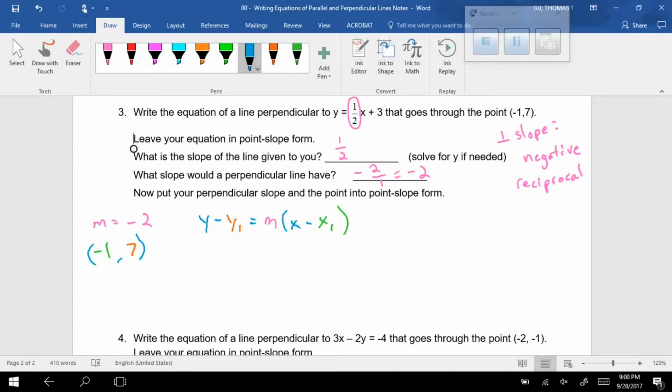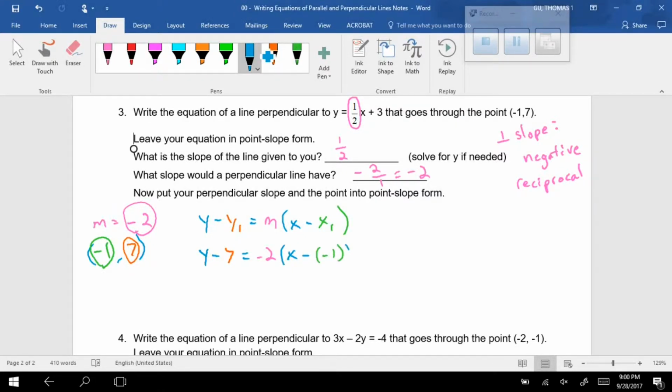So we just have y minus, what's y1? It's 7 right here. So y minus 7 equals, what's our slope? It's -2 over here. -2 times x minus, what's x1? There it is, -1. So minus -1.